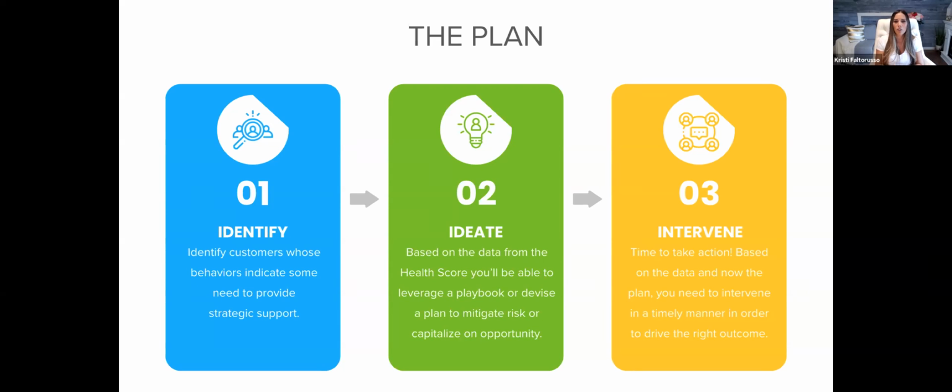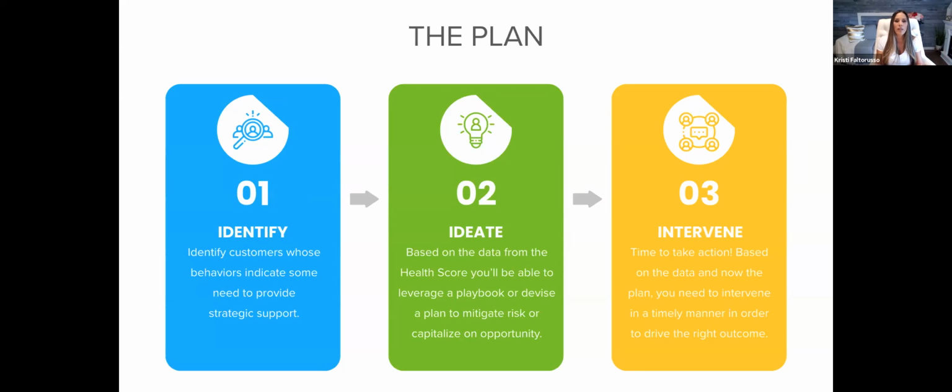which leads us to step 2, which is ideate. And this is being able to take the data and what you've identified, right, in that first part, and then figure out, well, great, now what do I have to do with this information? Now that I know that these customers are either primed for growth or they're at risk or they're just kind of floating around. Maybe I've got customers that are up for renewal that I've got to work with. It's important to figure out what your plan is.